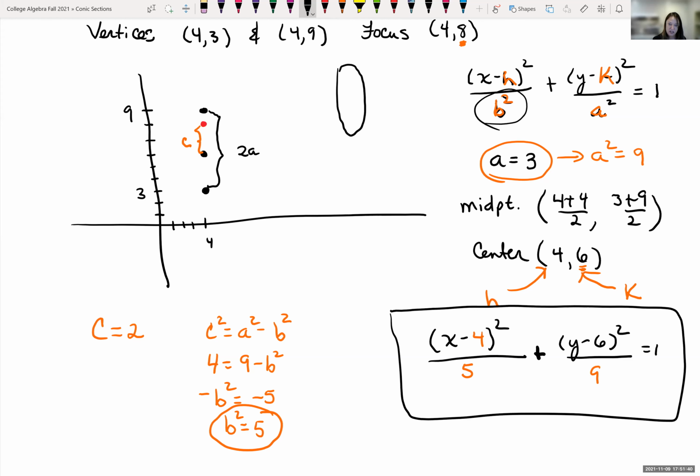Okay, so given information about the ellipse, you should be able to find the equation of the ellipse. It's helpful, again, to plot the information given, and that's going to clue you in which type of equation to use.